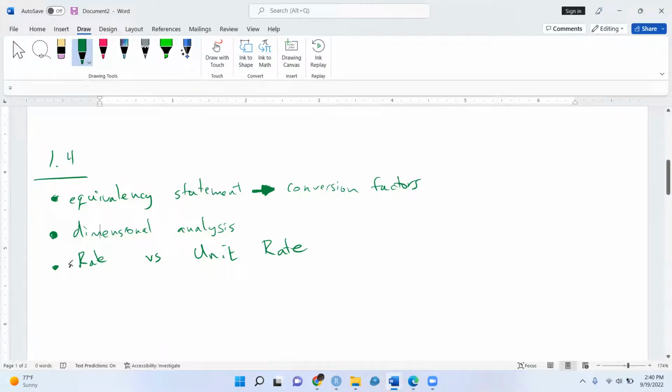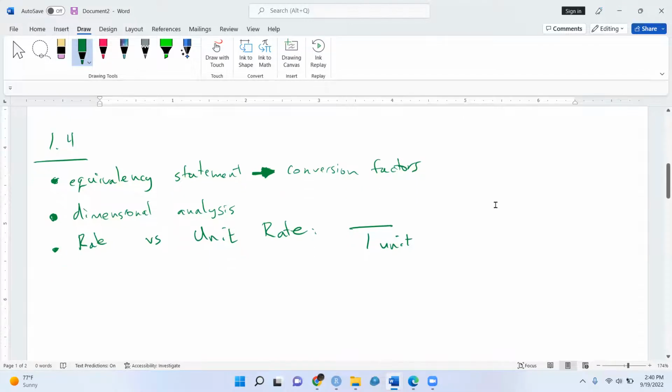The other thing in 1.4 is the idea of a rate versus a unit rate. Remember, for a unit rate, the key thing is the bottom is just 1 unit of whatever we're talking about, and then the top is whatever units. And then we often did dimensional analysis with the unit rates or the rates to convert between things. Think about that kind of crazy 1.4 worksheet.